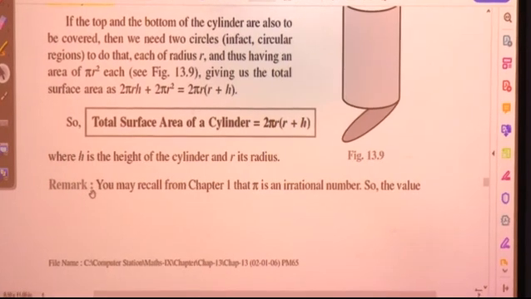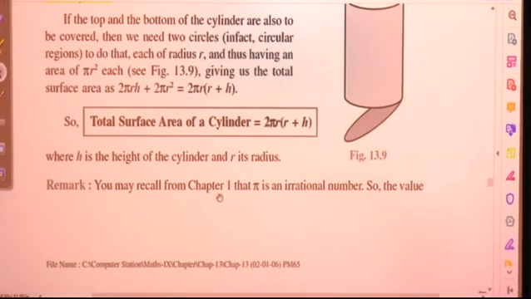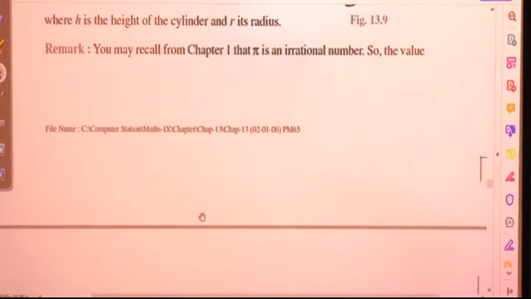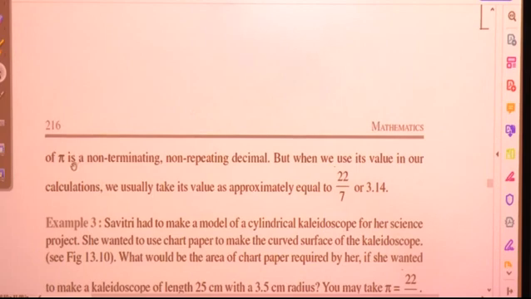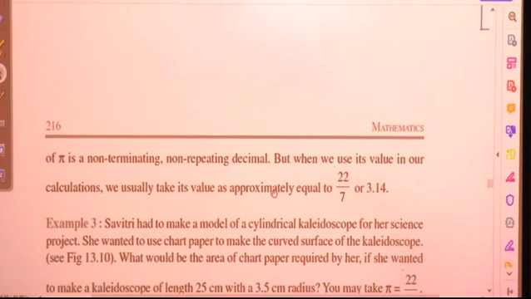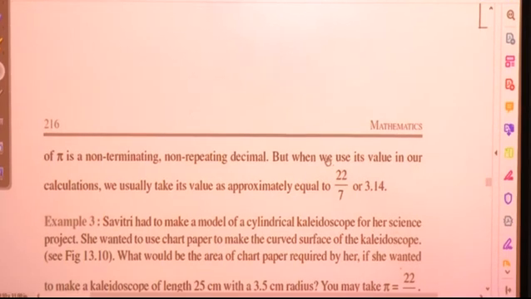There is a remark which tells us, you may recall from chapter 1 that pi is an irrational number. So, the value of pi is a non-terminating, non-repeating decimal. But when we use its value in our calculations, we usually take its value as approximately equal to 22 upon 7 or 3.14. I hope you have understood this concept of right circular cylinder.